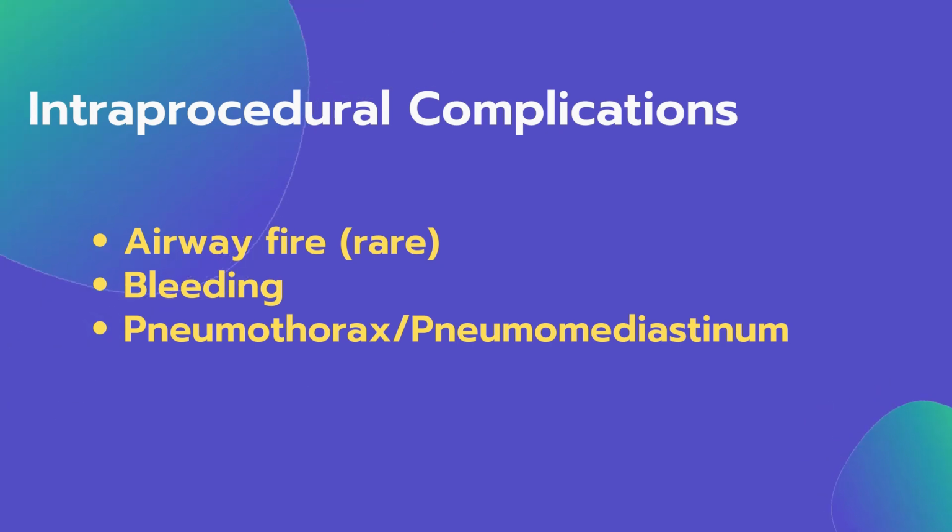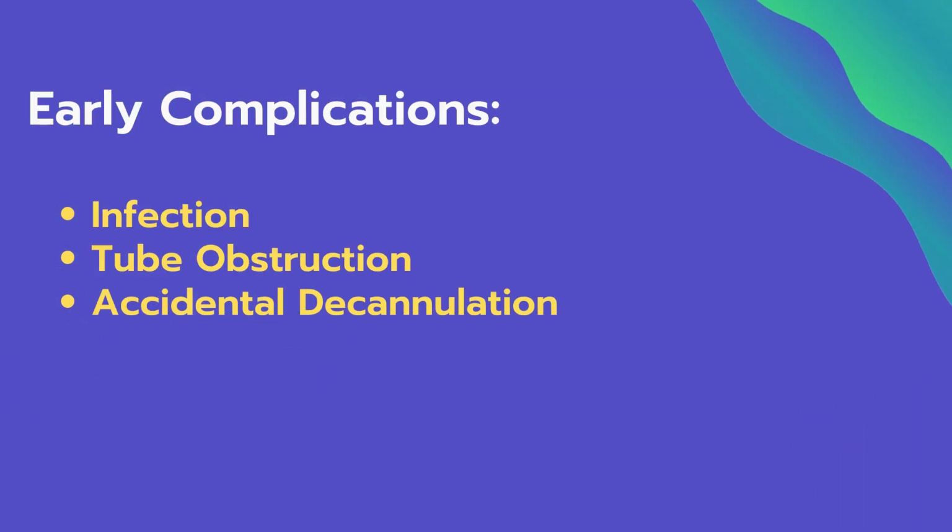Next is bleeding, which is usually secondary to anterior jugular vein injury, or bleeding from the edge of the thyroid. Lastly is pneumothorax or pneumomediastinum, which may be due to direct injury to the pleura, dissection of air along the trachea, or rupture of an alveolar bleb.